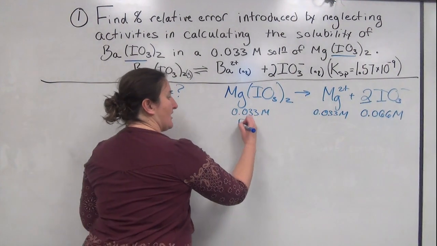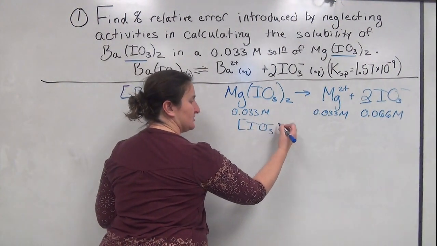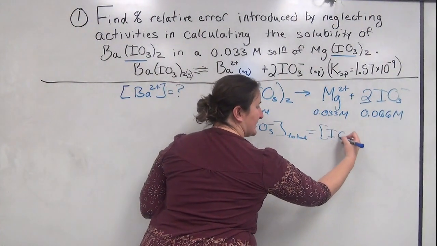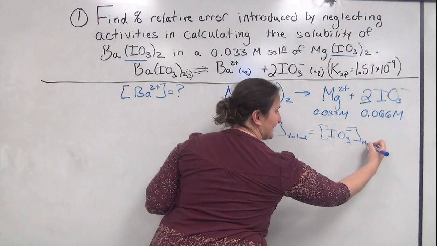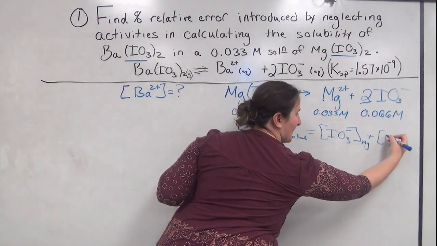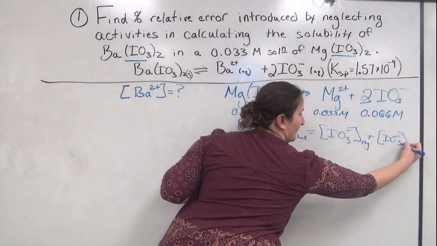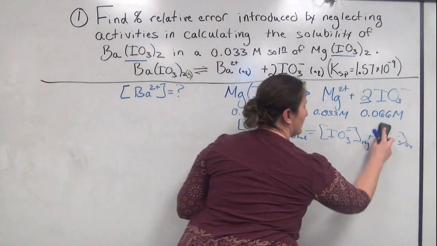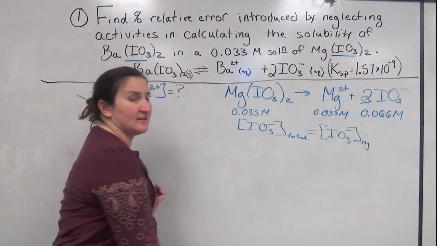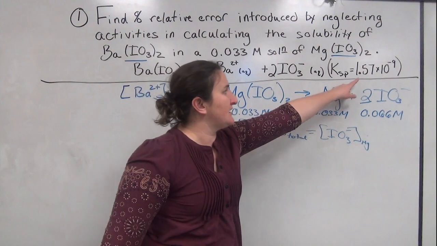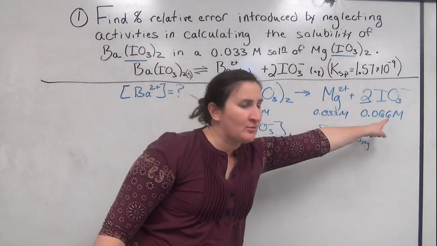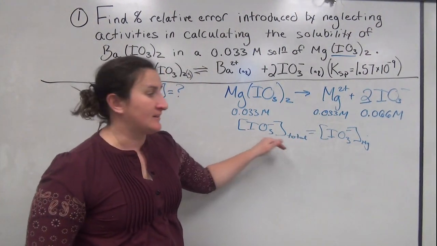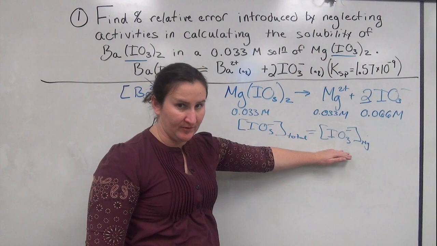So if I were to look at all of the iodate in my solution, it should be a mix of my iodates coming from my magnesium and from my barium. But the thing is, my barium concentration contribution is so small, it's basically insignificant. That's going to be 10 to the minus 9, so you're talking a whole bunch more zeros before you finally get a digit. So the majority of our iodate is going to come from our salt in this example.